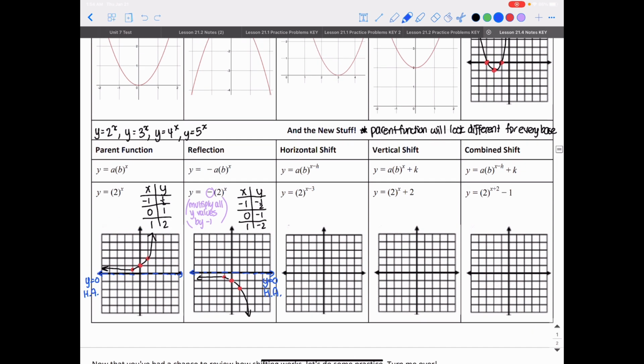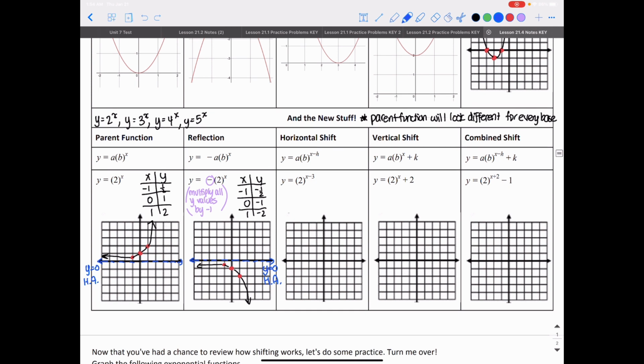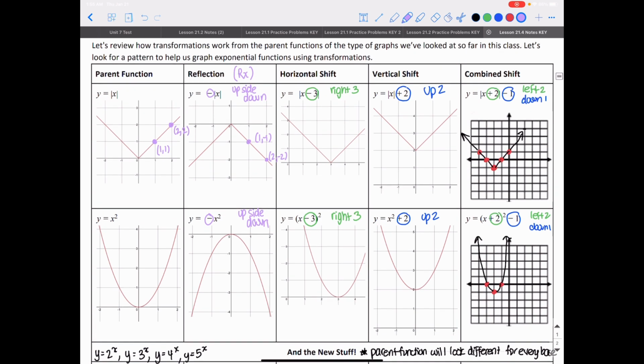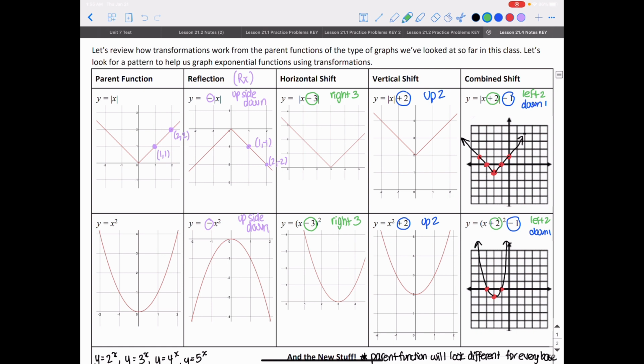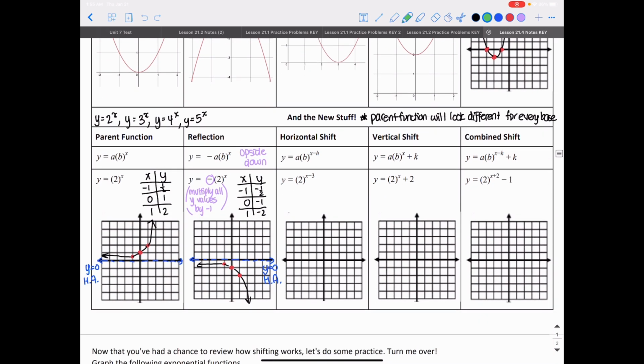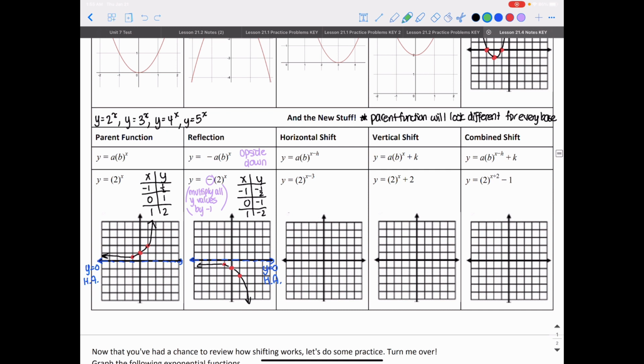All right, if I want a horizontal shift, so that turned it upside down. If I want a horizontal shift, just like in the other two examples where I was adding or subtracting something inside or with my input, I'm going to be doing that in exponential functions as well. So my input in the case of exponential functions is in the exponent. So I will be subtracting or adding something in the exponent. For example, I might be subtracting 3.